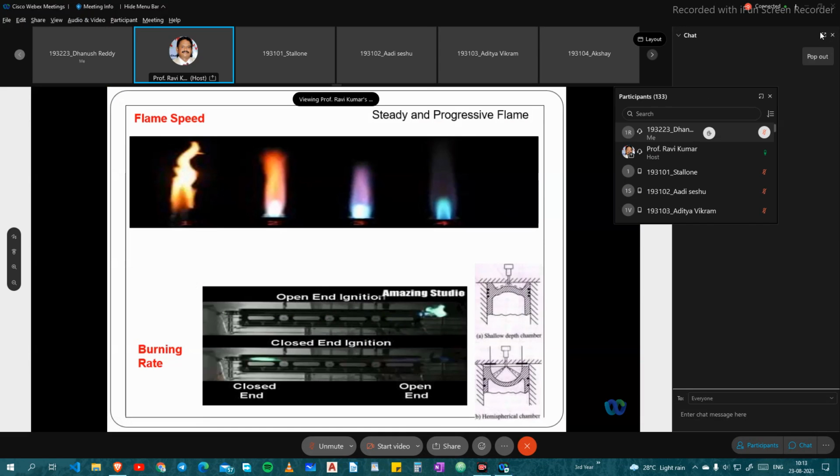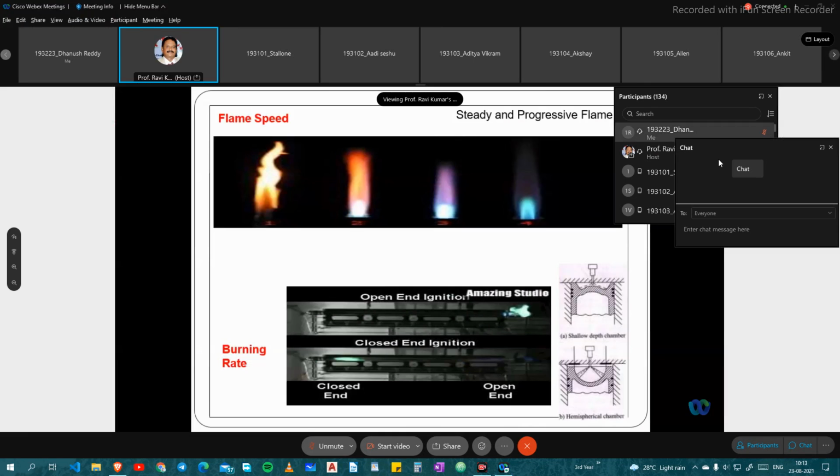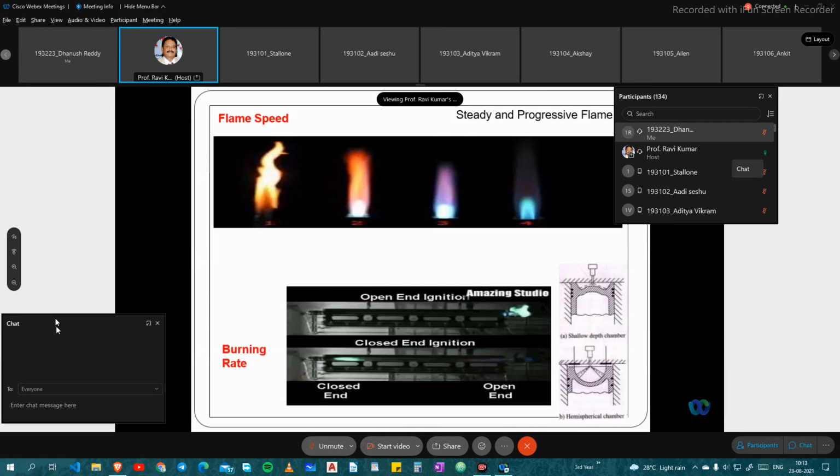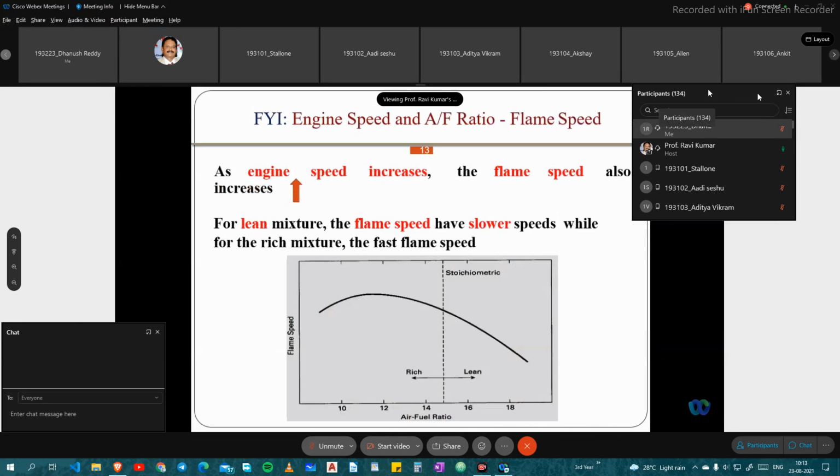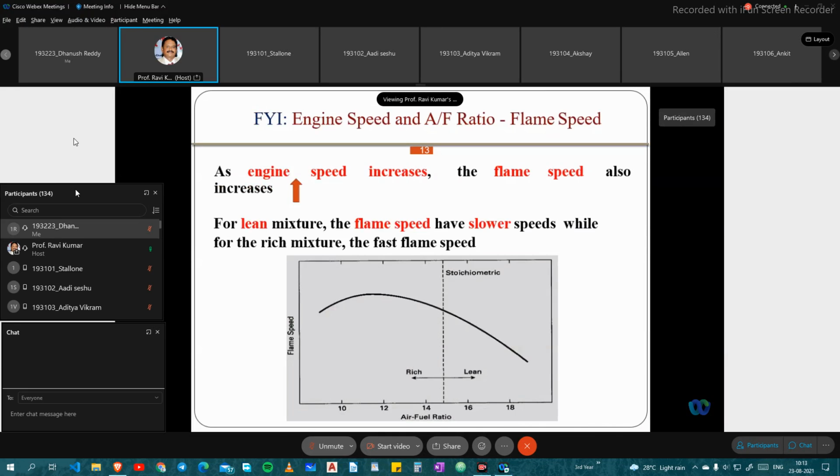We are going to see the piston. We are going to see the hemispherical shape here. You can see the burning rate from the open end of ignition and the closed end of ignition also. And you have engine speed, air fuel ratio, and flame speed. As engine speed increases, the flame speed also increases.